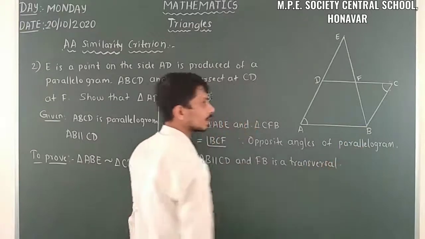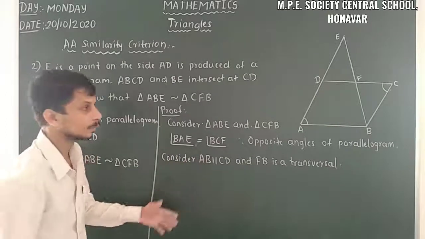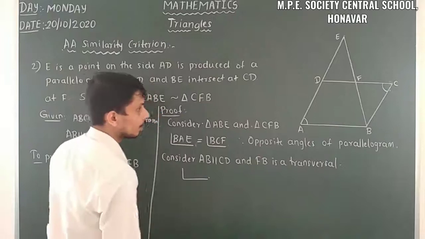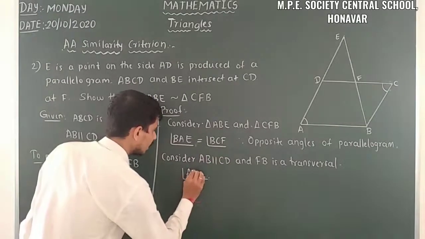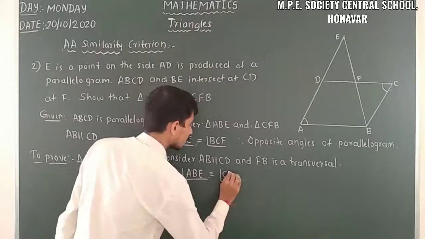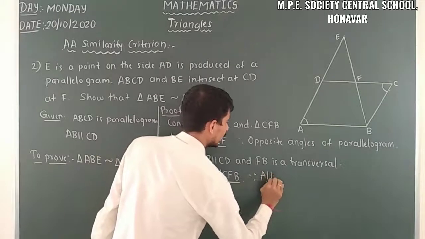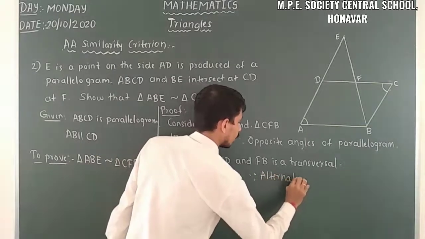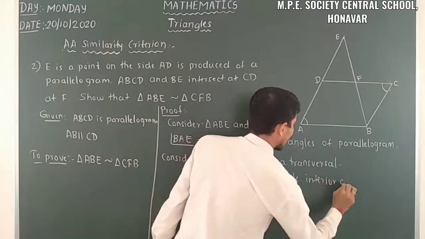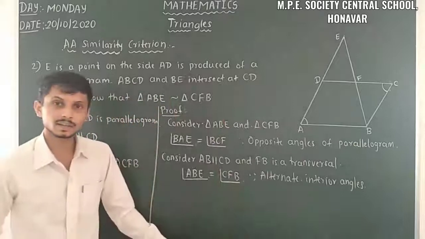FB is a transversal. Then what are the interior angles or alternate interior angles possible here? Angle CFB or ABE, angle ABE is equal to angle CFD because it is alternate interior angles. Yes, alternate interior angles.